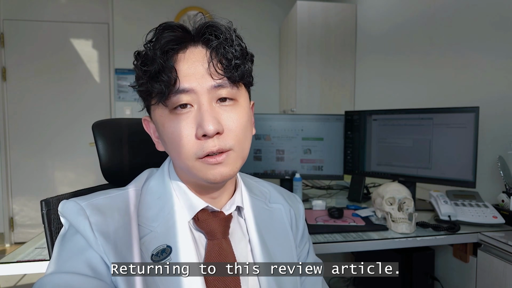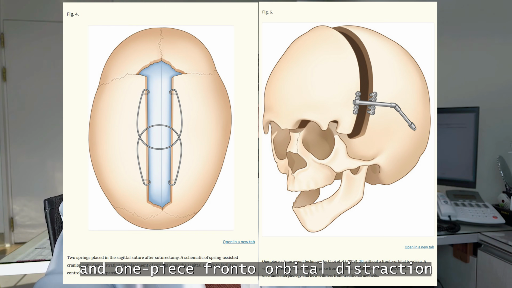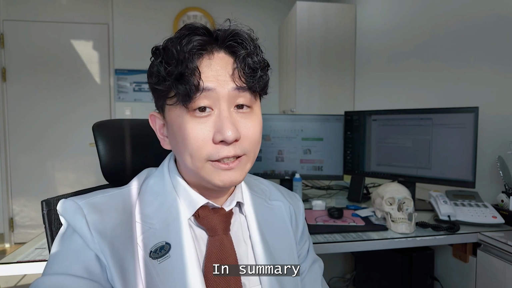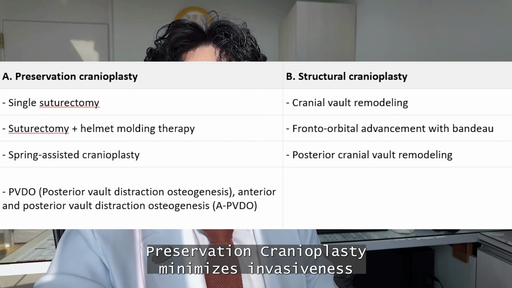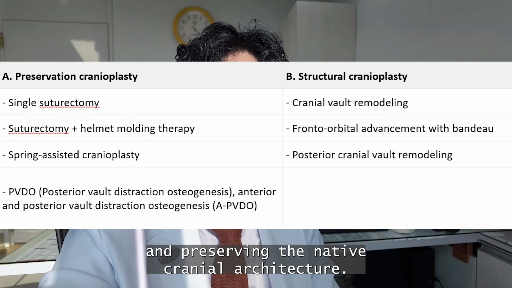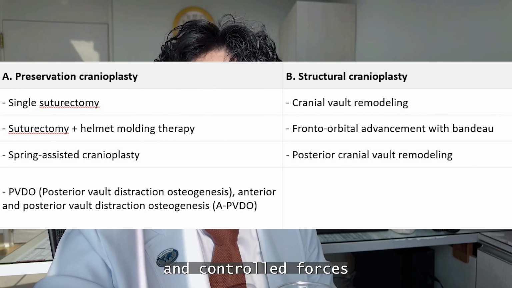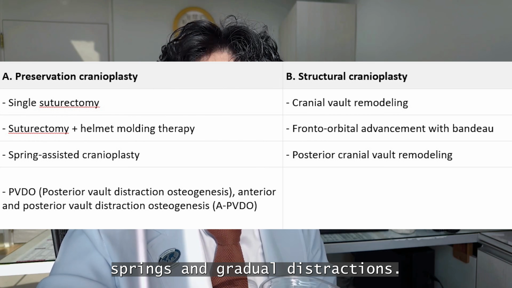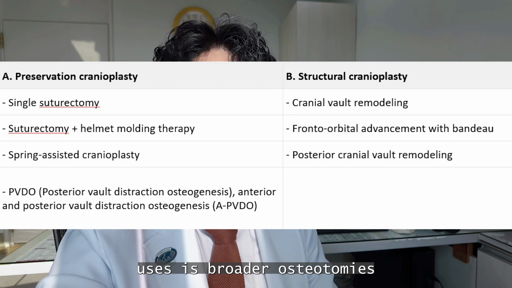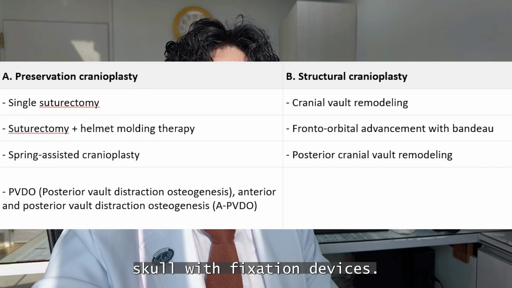Returning to this review article, procedures such as spring-assisted cranioplasty and one-piece fronto-orbital distraction are based on preserving the native structure and relying on gradual distraction. In summary, preservation cranioplasty minimizes invasiveness by limiting osteotomies, avoiding dural exposure, and preserving the native cranial architecture. Correction depends on the original brain growth and controlled forces such as helmet molding, springs, and gradual distraction. By contrast, structural cranioplasty uses broader osteotomies, wider mobilization and dural detachment, and immediate reshaping of the skull with fixation devices.